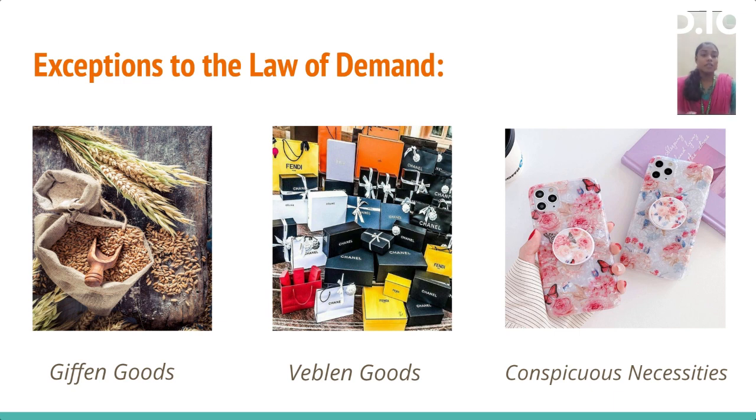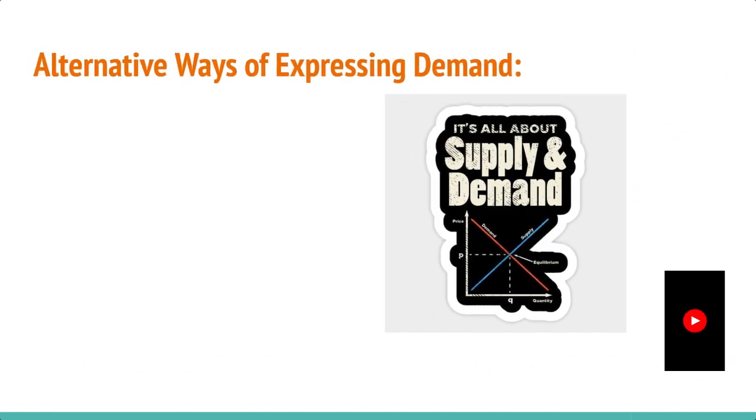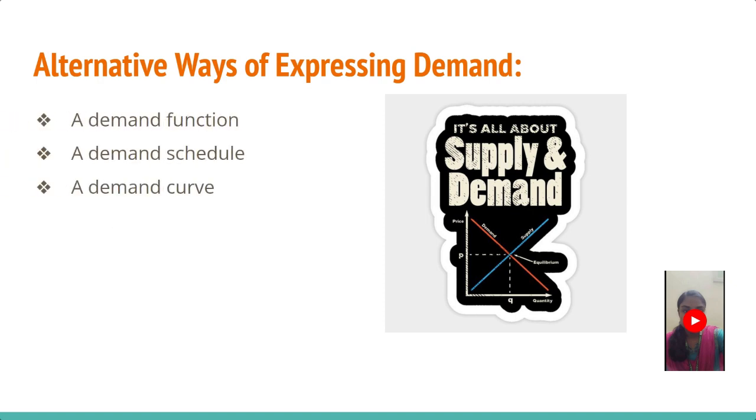And third is the conspicuous necessity. Conspicuous necessities are the commodities that are essential for this modern life. For example, the cost of the phone keeps on increasing, but still people are buying it because it has become a necessity in this modern life. Next is alternative ways of expressing a demand. There are three ways to express a demand, namely demand function, demand schedule, and demand curve. So let us deep dive into the concepts in the upcoming slides.